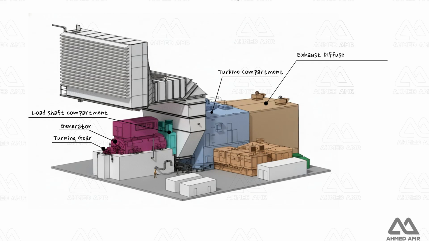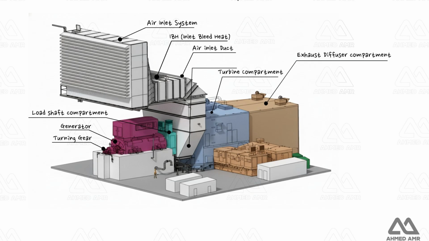The diffuser compartment contains the exhaust diffuser itself and the exhaust temperature sensors. Here is the air inlet system. It includes the inlet air filters, the inlet bleed heat system, IBH, and the duct through which the air flows, the air inlet duct. The last part, just before the air enters the compressor, is the inlet plenum.